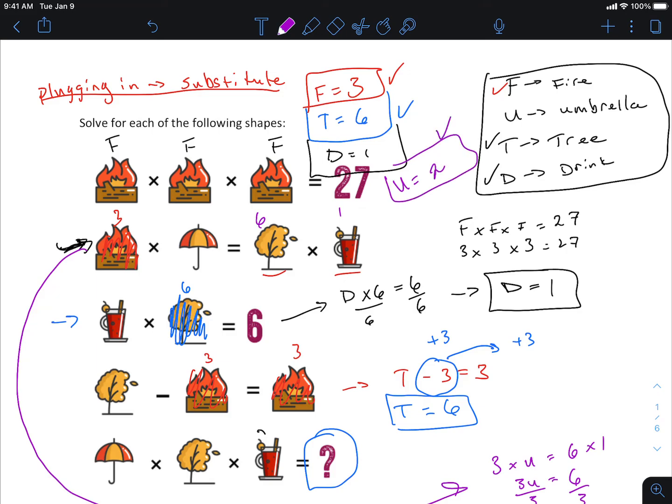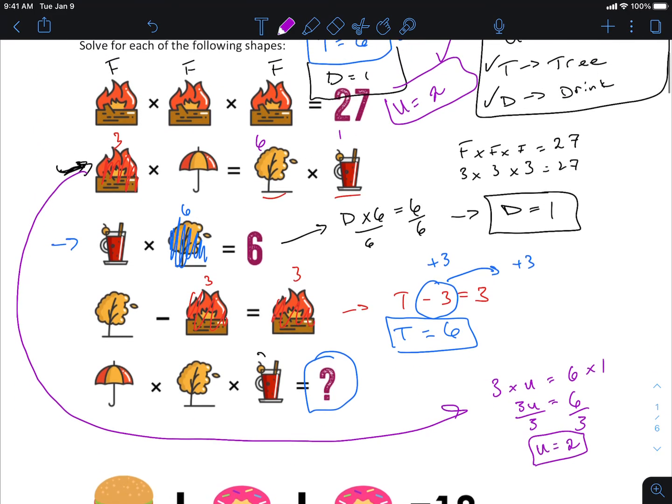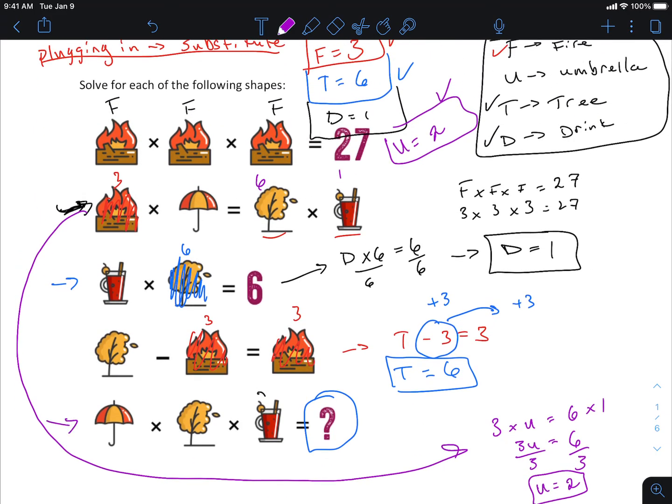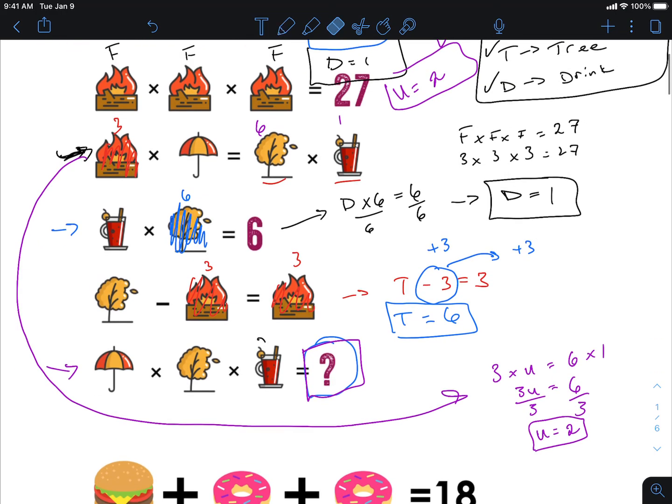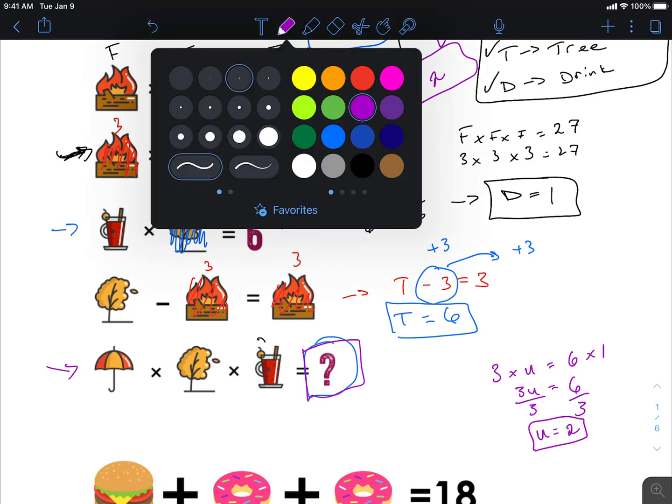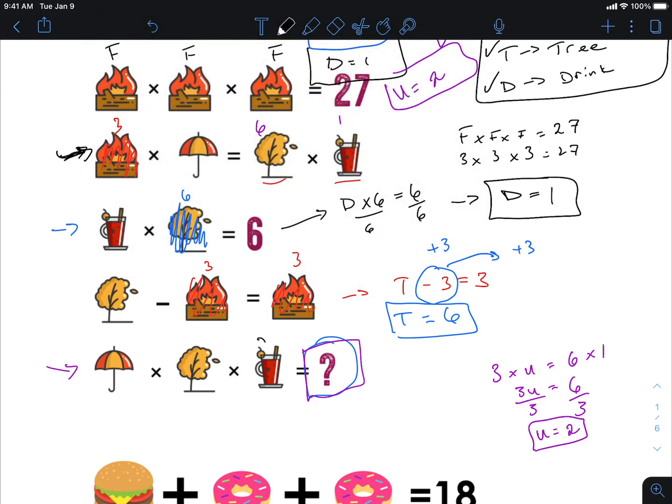Now you can take all 4 of these things that you found and plug them into this equation down here to find out what the question mark is, ultimately. So let's do it underneath. We're substituting. That's the word of the day today, substitution. So an umbrella was 2, times a tree. The tree was 6. And a drink was 1. 2 times 6 is 12. 12 times 1 is 12.